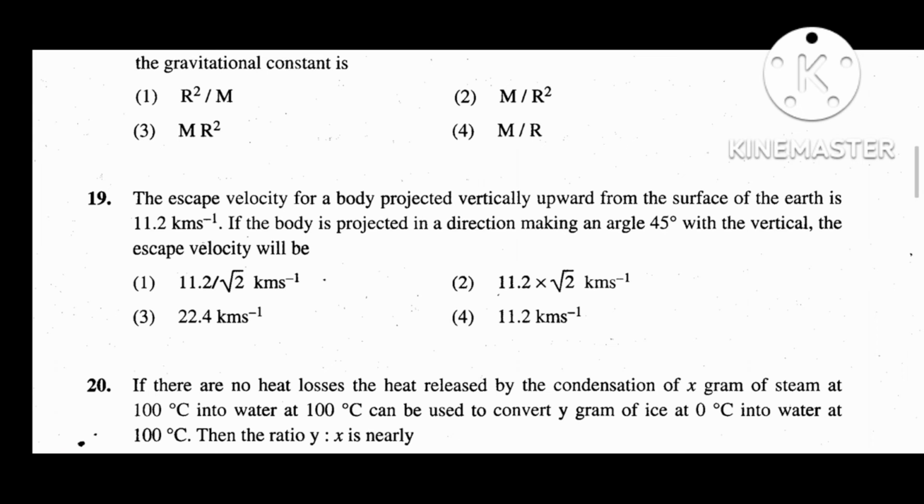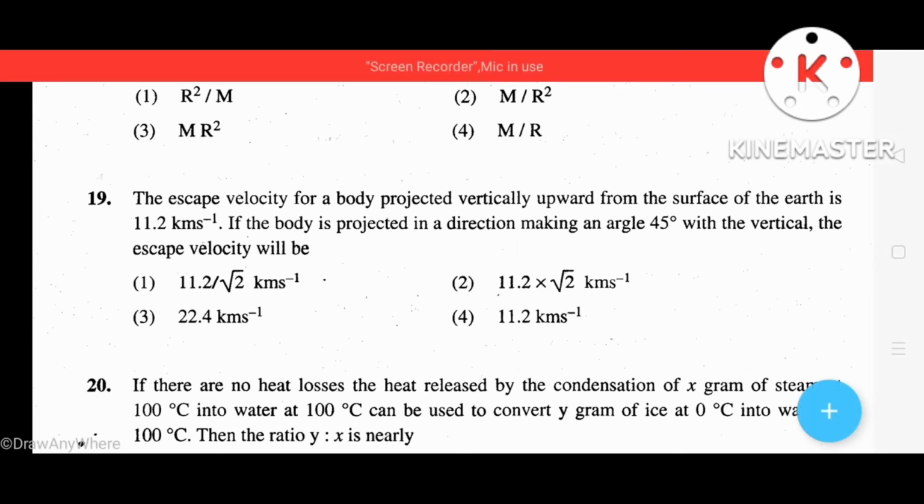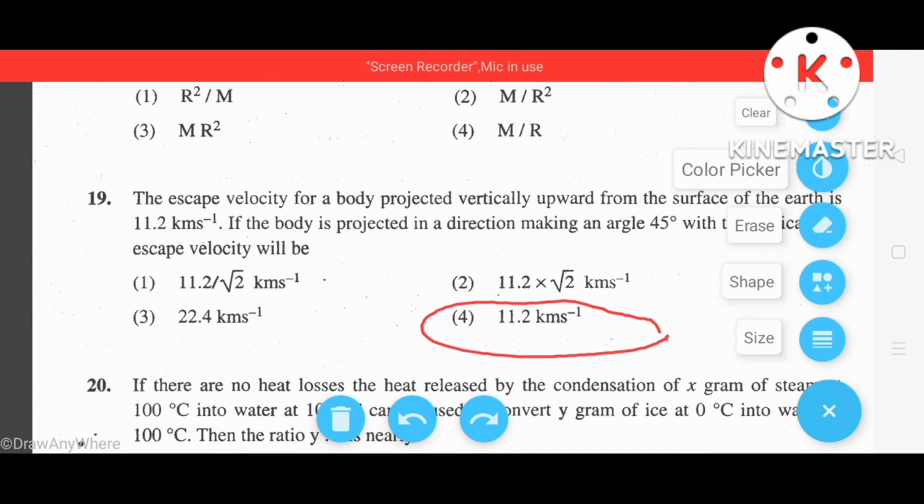So it's equal to 11 km per second. That is always the escape velocity of the body projected vertically from the surface of the earth. It is always equal to 11.2 km per second. This is the standard value of escape velocity. So it does not change whether it is projected at any angle. Maybe it is at a 45 degree or any other angle. The escape velocity will always be same. That is 11.2 km per second.